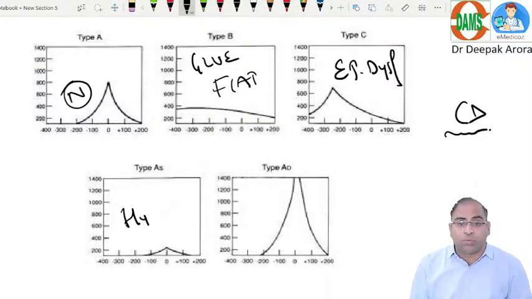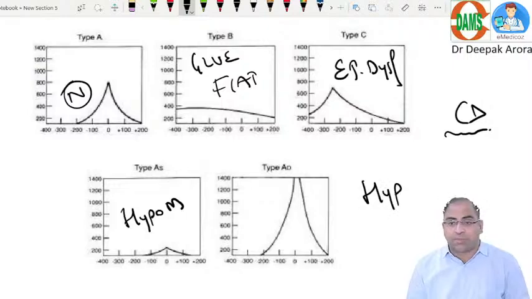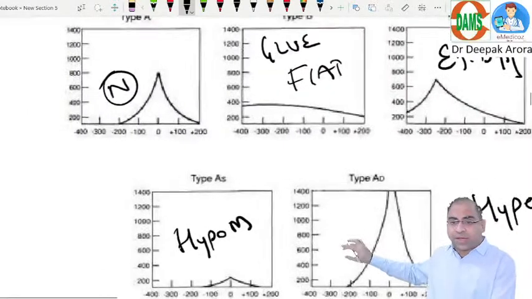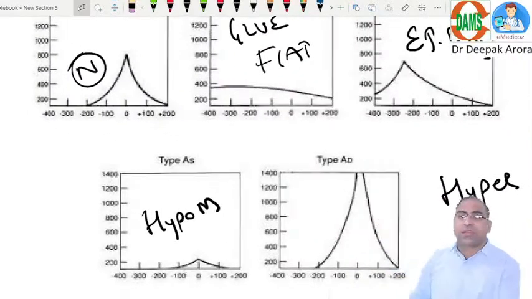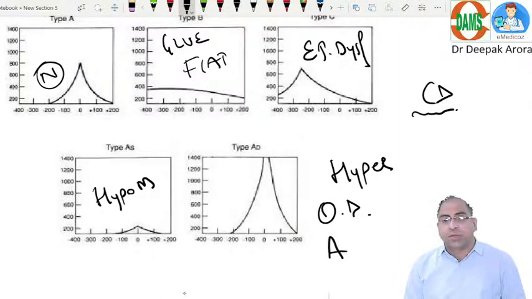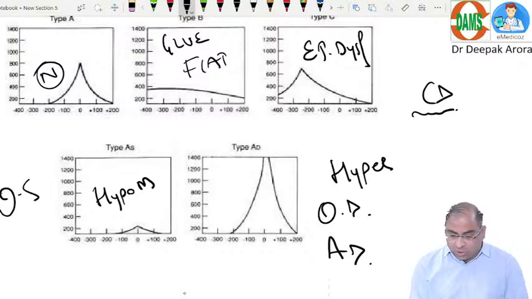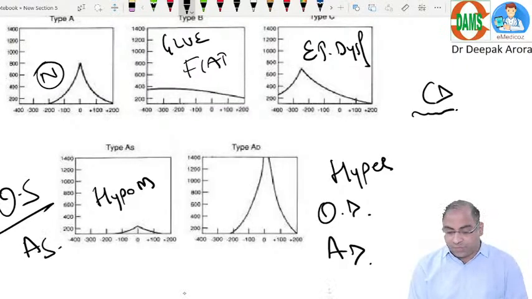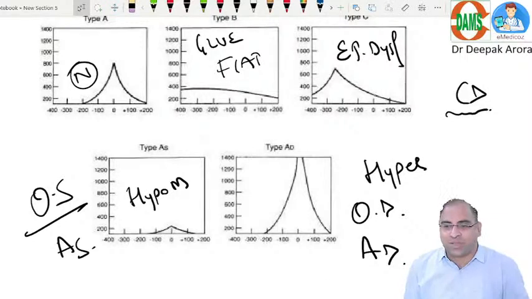These are hypomobile, beta, and this is hypermobile. Can you appreciate? The Y-axis is the axis of movement, so this is hypermobile. This will be seen in ossicular damage, therefore the graph is known as AD graph. And this type of graph will be seen in otosclerosis, therefore the graph is known as AS graph. Clear? Now this slide will give me one MCQ.